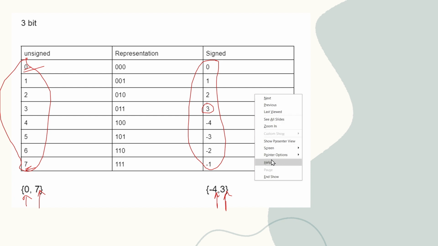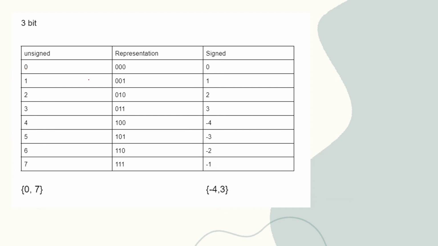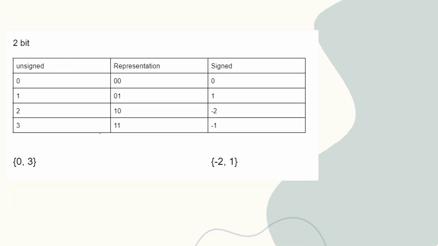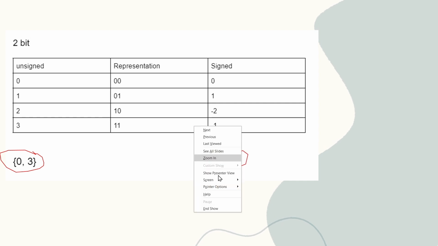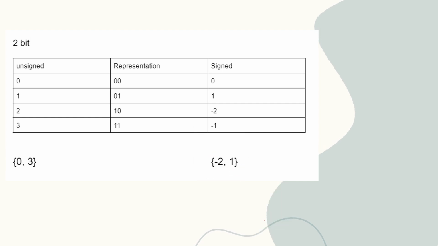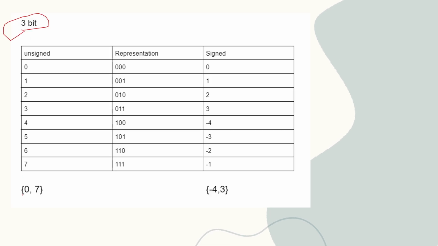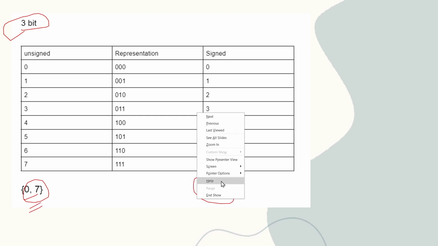Okay, so that is the range for 3-bit representation. For 4-bit representation, for unsigned this is the range, and for signed this is the range. Don't try to remember these things, I'll make it clear how you got these. And similarly for 3-bit, this is the range for unsigned, and for 3-bit signed this is the range. Hope it's clear, right?